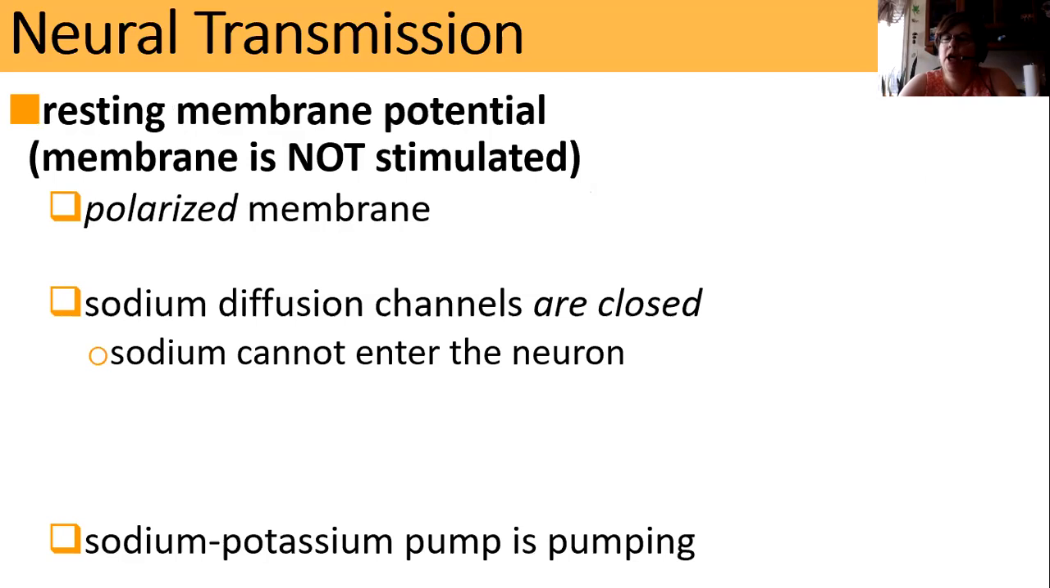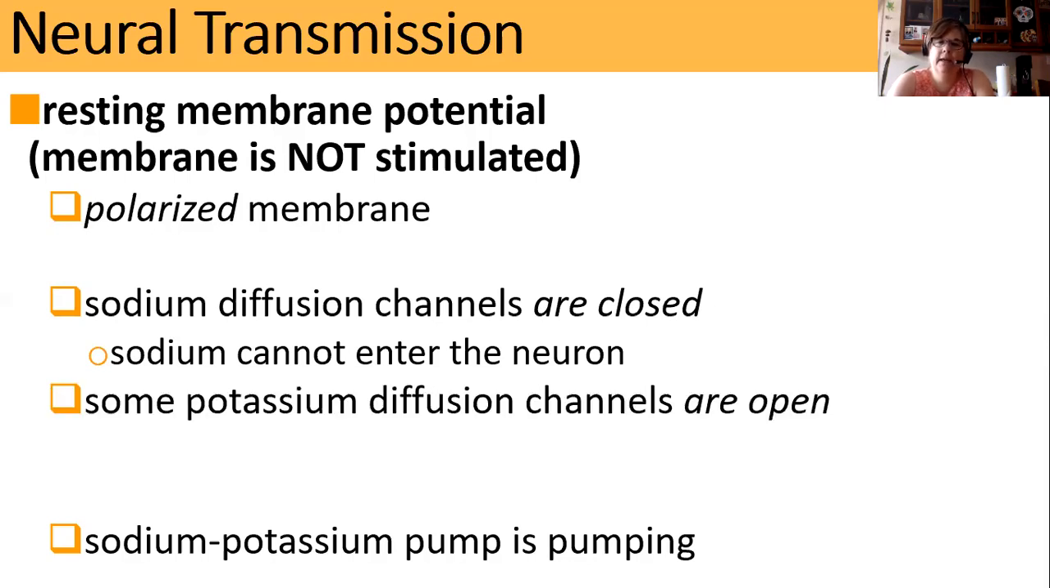So resting membrane, we call it polarized. So usually we use that term polarized to talk about when there's a difference of charges, right? Positive on one side and negative on the other. But in the case of talking about the neuron, polarized is referring to being positive on the outside and negative on the inside. So that's what polarized means. And to get this state of being polarized, which is our resting membrane state, that means our sodium diffusion channels are closed. So when the neuron isn't being stimulated at all, the sodium diffusion channels are closed, okay?